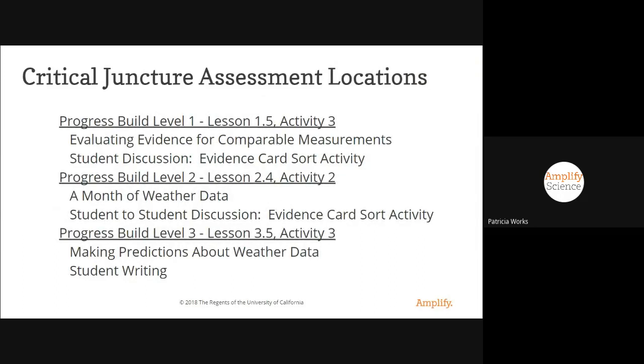Okay, so here's what we found. Here are the location of the critical juncture assessments. In this unit, they're pretty close to the ends of the first 3 chapters, but sometimes that varies a bit from unit to unit. For more detail on the assessments, you can look at the platform lesson activity, where it will tell you whether or not you're using an investigation notebook page to collect student thoughts, or if it's something you're listening for in discussions or activity that students are participating in.